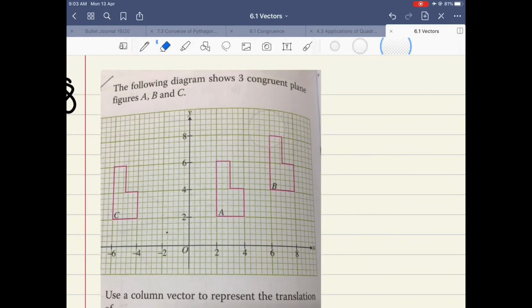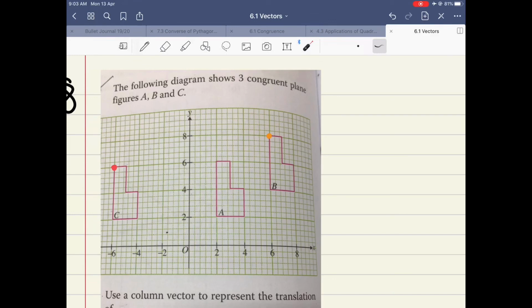Now I move back to the diagram itself. So we are trying to use the column vector to represent the translation of figure B to figure C. Same thing here, we just pick a point that's convenient. Let me pick this point and I pick this point. They are the same point. So basically the orange point will translate to the red point. So that's how the translation works.